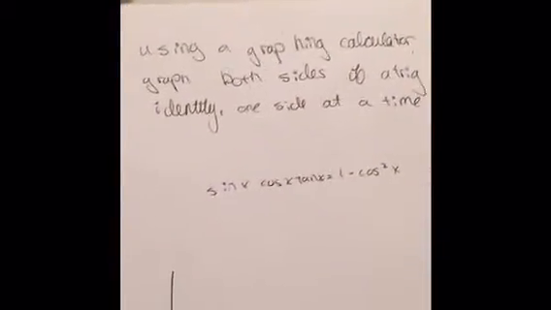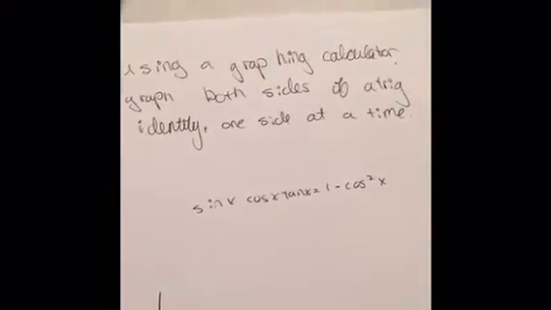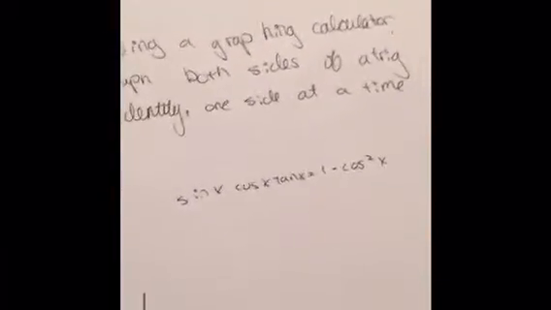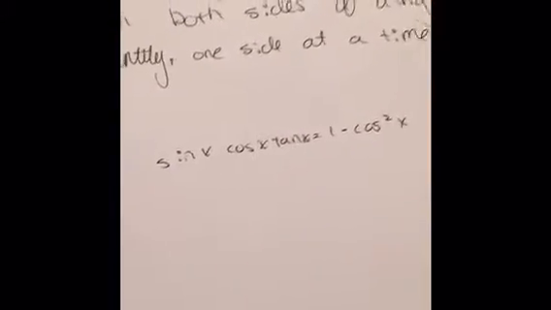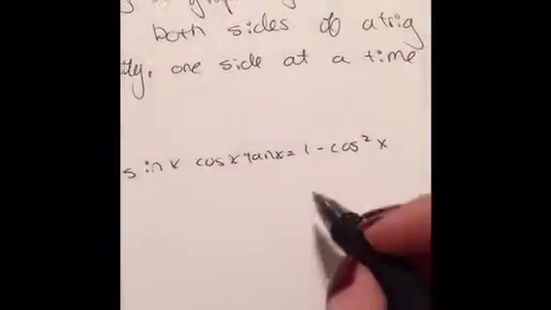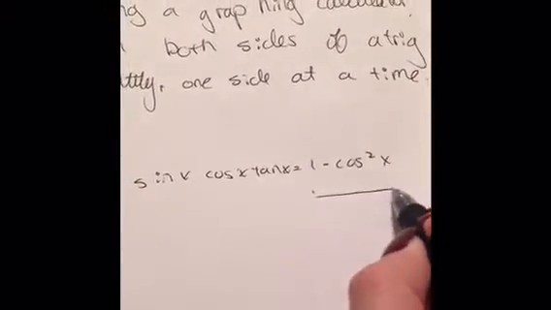Next, when you are trying to prove a trig identity graphically, you will use a graphing calculator to graph both sides of the trig identity one side at a time. My example is going to be sine of x, cosine of x, tan of x equals 1 minus cosine squared x. I will start by graphing the right side of the equation.